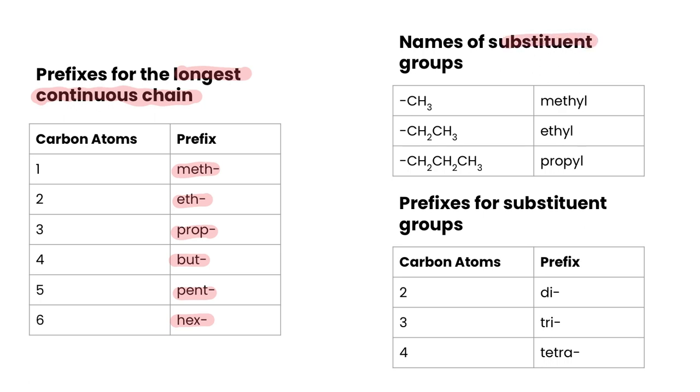For substituent groups, depending on what's attached, if you have a CH3, that uses the 1 carbon prefix and adds -yl to it, so it's methyl. The 2 carbon group, CH2CH3 attached, uses the 2 carbon prefix, so that's ethyl. And then 3 carbons is propyl. And if we have more than one of those substituent groups, we sometimes need prefixes. We're going to use di for 2, tri for 3, and tetra for 4. So keep these handy because we will need them as we go through and do our naming.